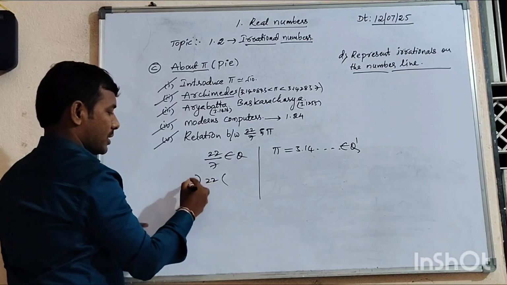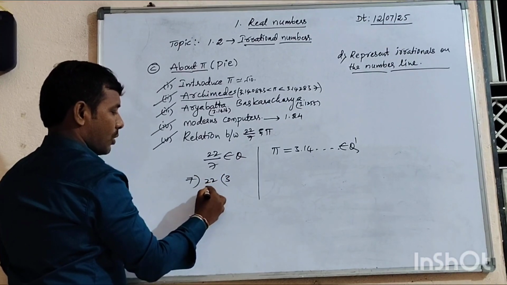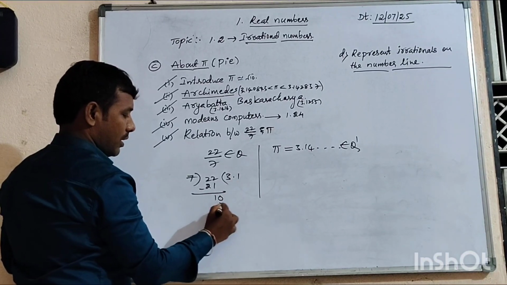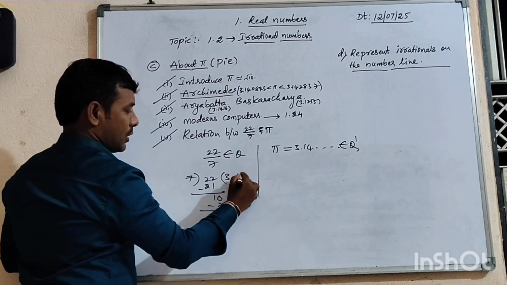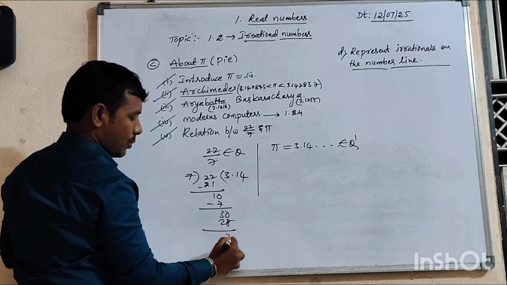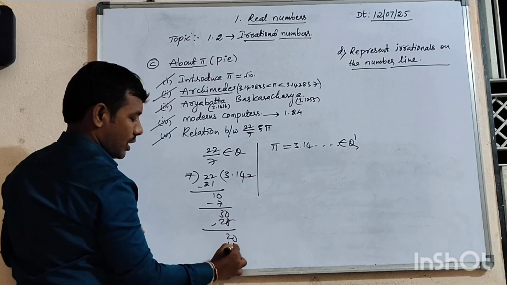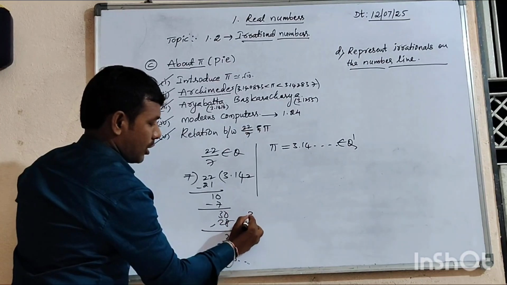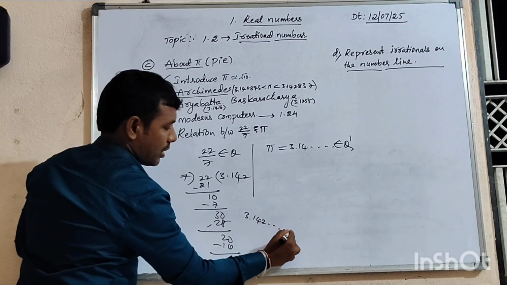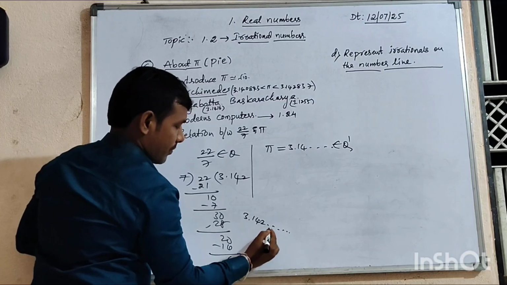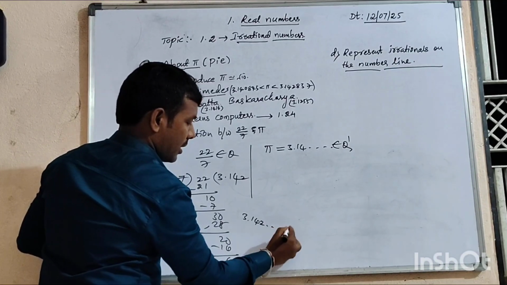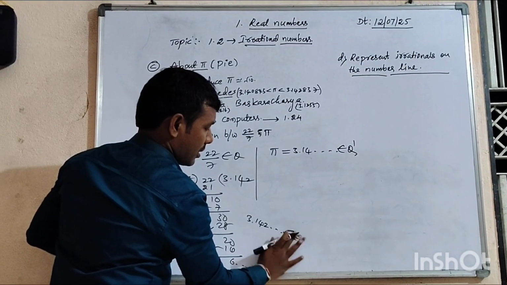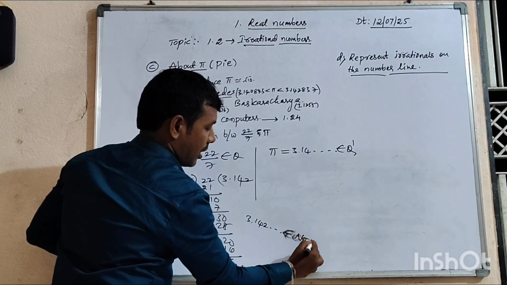22 by 7, once see. 7 3s are 21, 1 0. 7 1 is 7, 3 0. 7 4s are 28, 2 0. 7 2s are 14, 6 0, like this. We can get the answer 3.142..., which is treated as a non-terminating repeating decimal, NTRD.